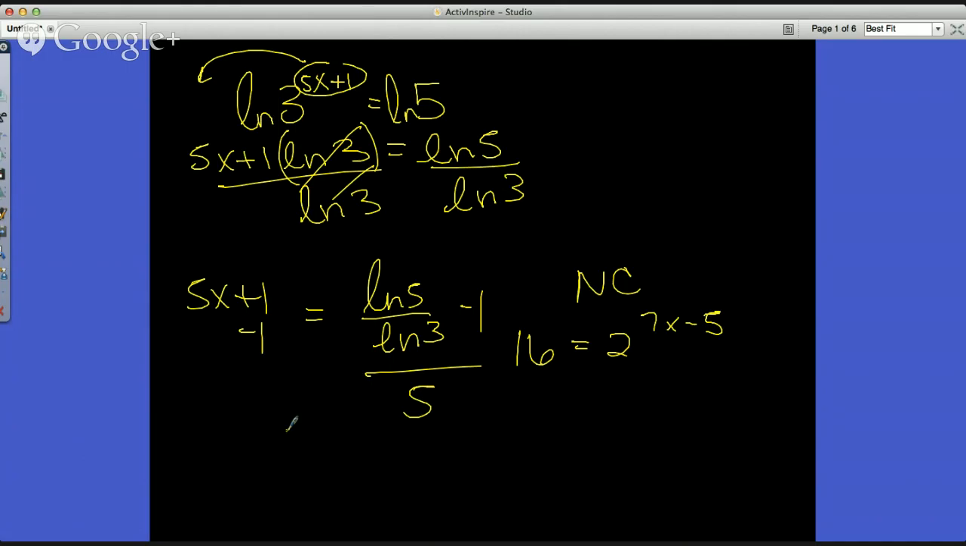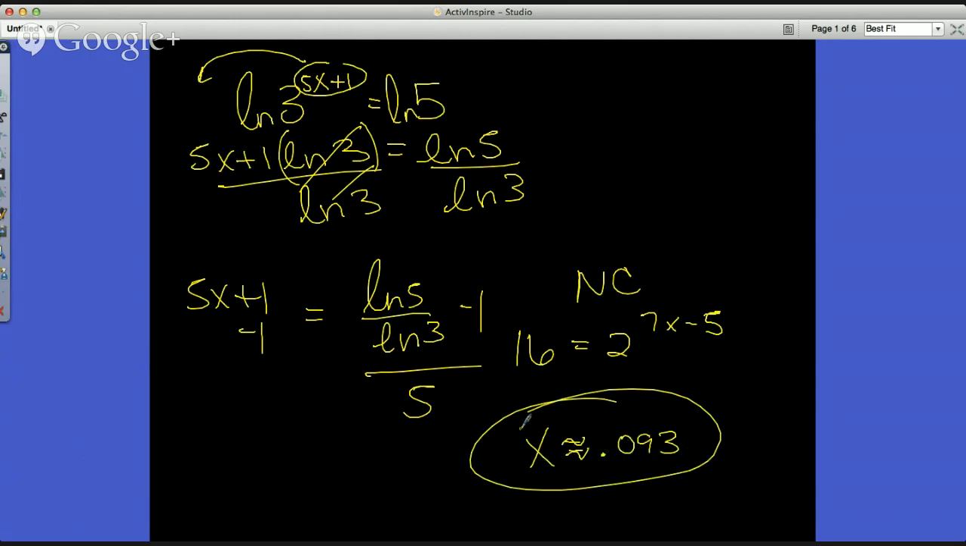So if you get it on your calculator there, let's do it. Let's go ln of 5, divide that by ln of 3. Once I get that, I'll subtract by 1, divide by 5, and I'll get 0.093. So x equals approximately 0.093. And that would be what my x answer would be for the value up top.